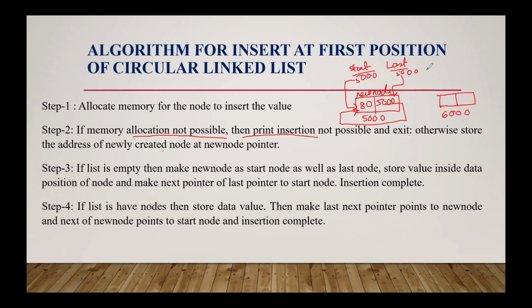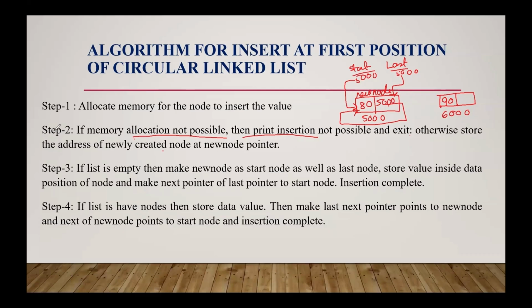Then store the data value. For example, data is 90. Then make the last next pointer point to the new node. What is the last next? This pointer, which stores which value? That is the new node, so the new node is 6000. Previously it pointed to the same thing. Now it stores the address of this one.